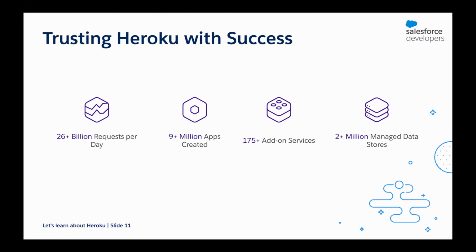A lot of people are trusting Heroku, more than 26 billion requests per day. This means a bunch of different petitions or requests to our application that are deployed on Heroku. More than 9 million apps are running on Heroku as of today. More than 175 add-on services, those databases, log services, monitors, different tools to augment your application, and more than 2 million managed data stores, more than 2 million databases that are running on Heroku.